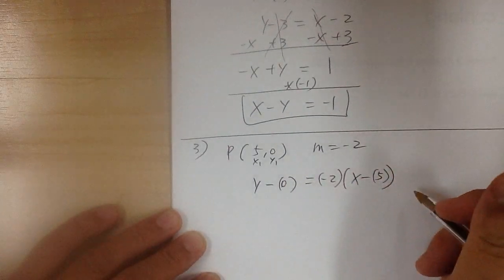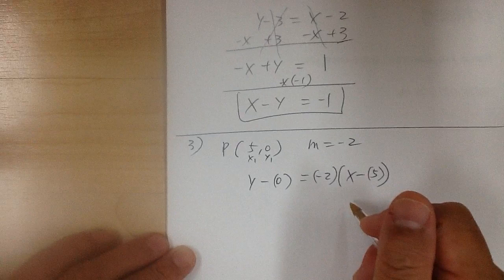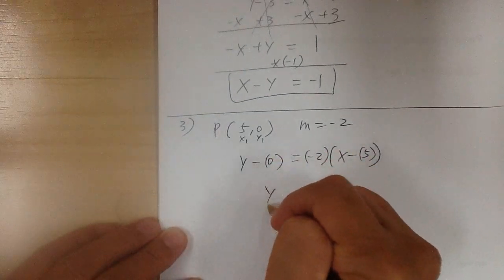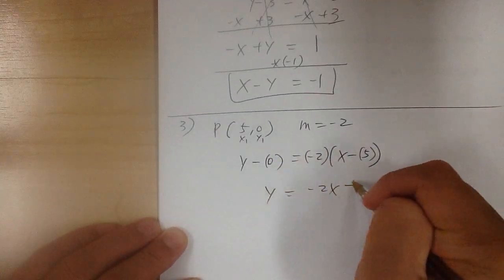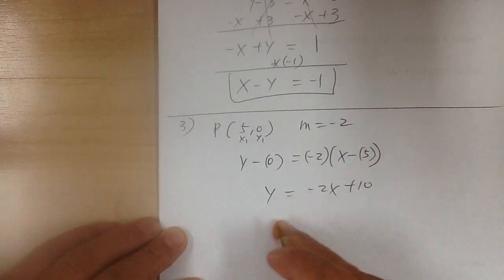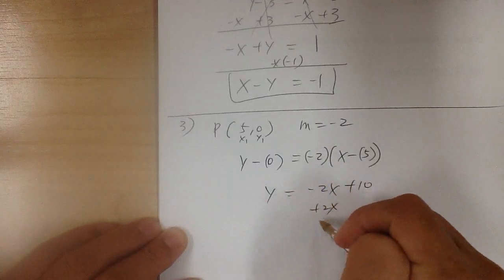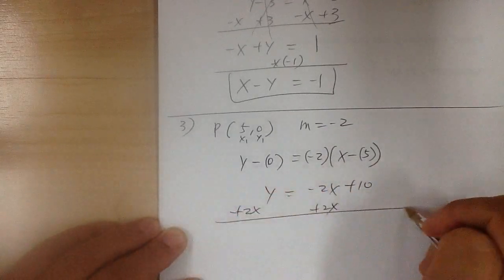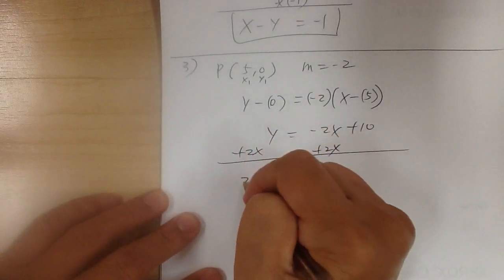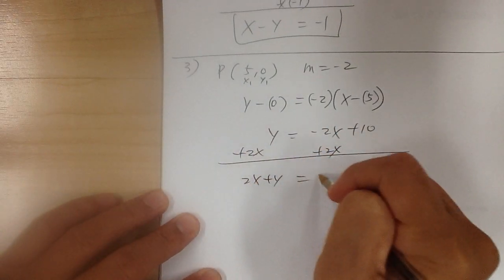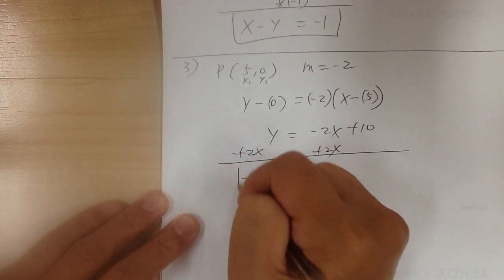Okay, so work it out, get rid of the parentheses. So you got y equal to negative 2x plus 10. Then you have to move the variable to the other side, so plus 2x. So you got 2x plus y equal to 10. And that's it.